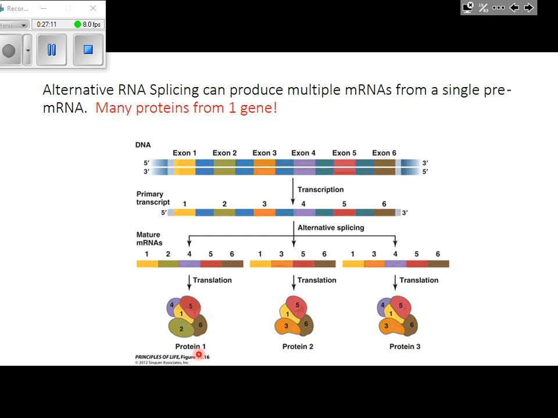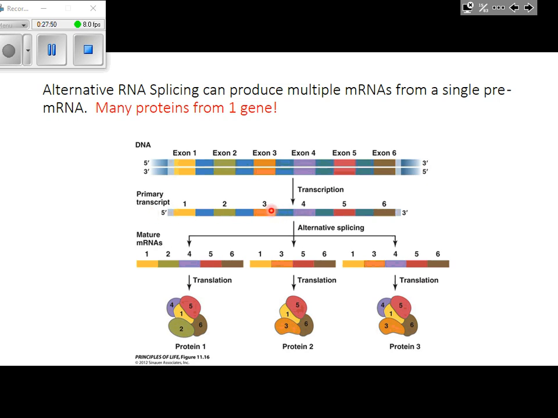But in a different cell in your body, that same gene, after transcription, could be edited a different way. What if we left out exon number 2 and then put exon number 3 back in, and we edited it this way? Well, it's a different message. It's like Star Wars with the Jabba the Hutt scene versus Star Wars without the Jabba the Hutt scene. This is going to code for a different protein. It's not the same protein. It's not going to have the same function. It's going to do a different job in the cell.